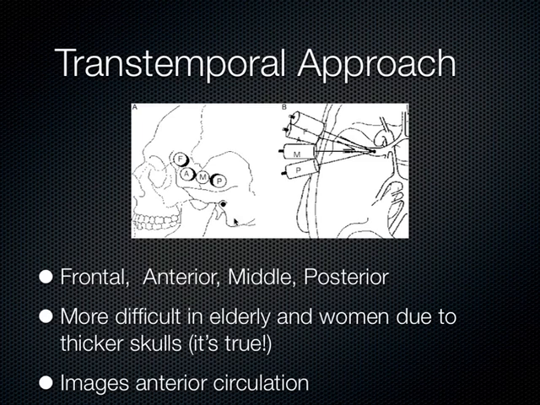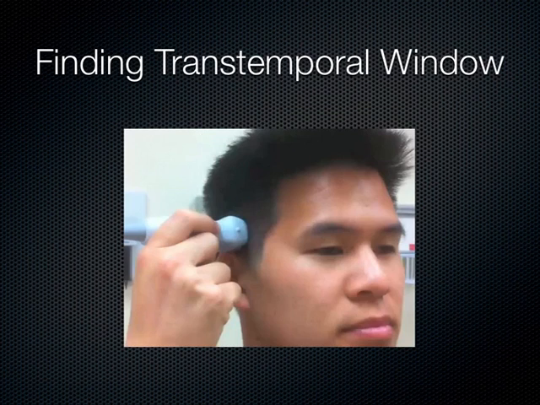There's 4 different locations to place the transducer along these bones here, and keep in mind that in older patients and actually in women, these skulls tend to be a little thicker. I know it's kind of funny, but it's kind of true actually. And with ultrasound, it's a little bit harder to see, but you can definitely see the anterior circulation using this transtemporal approach.